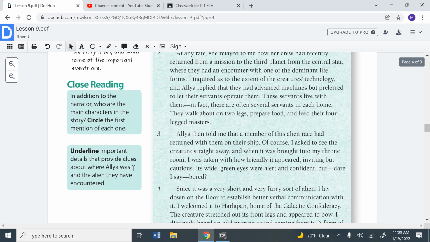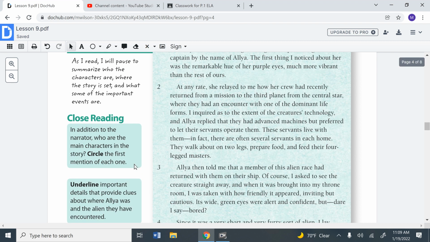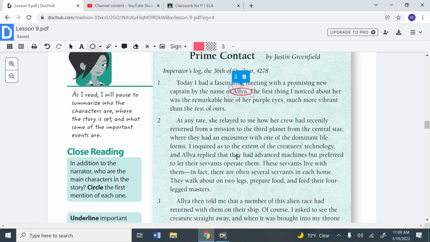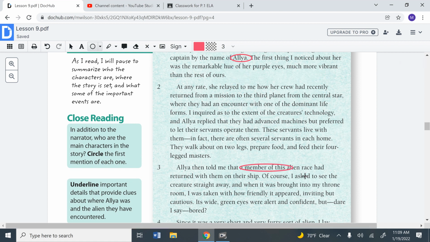Fascinating. So let's look at the closed read. They wanted us to first and foremost circle the first mention of each character's name. So I'm going to go back in the text and I'm going to do just that. The first time we see our main character's name is in the very beginning here. We have Aaliyah. And we also have a member of this alien race, and they are not named.